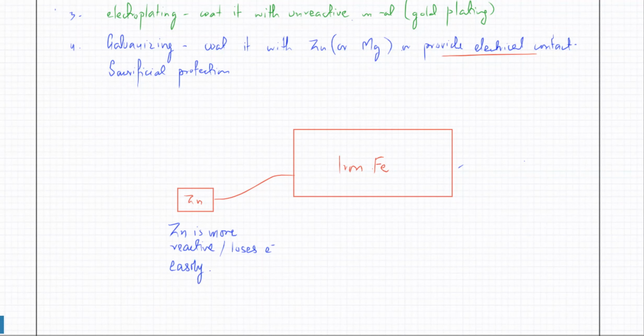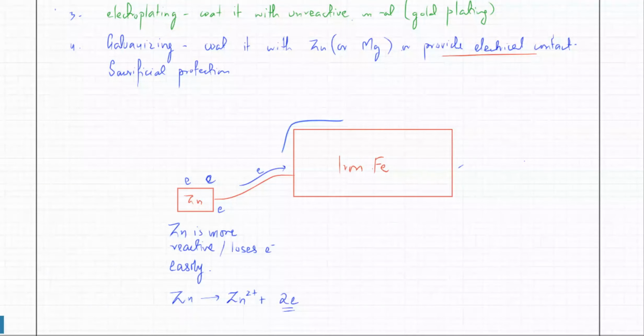I said zinc loses electrons easily compared to iron. It likes to lose electrons. So zinc will try to lose electrons and form Zn2 plus, and electrons would be lost. So what would zinc do? Zinc would be producing these electrons. It has a higher tendency to lose electrons, and electrons would flow, and these electrons are going to travel towards the iron. So all the electrons on iron would be coming from zinc. So zinc is slightly more reactive compared to iron.